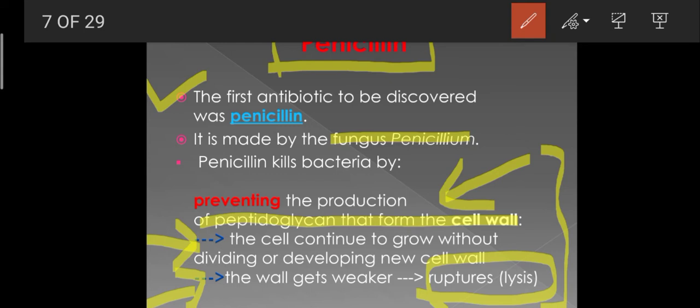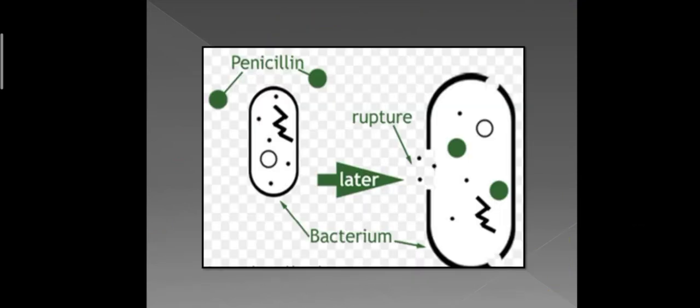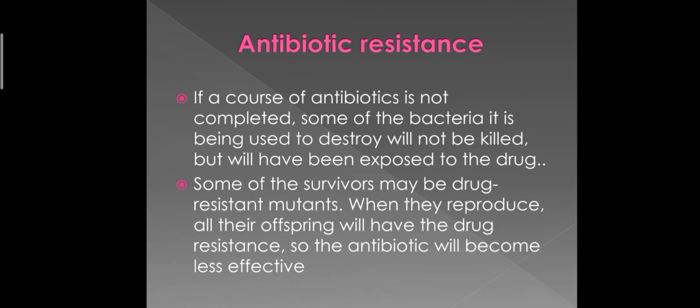Firstly, it prevents the production of peptidoglycan and then the cell continues to grow without dividing or developing a new cell wall, or the wall gets weaker and it ruptures. So in this diagram we can see that here is a bacterium. When penicillin attacks the bacterium, it prevents the production of peptidoglycan that forms the cell wall of the bacterium and later it results in the rupture or lysis of the wall of the cell. In this way, penicillin attacks the bacteria or it kills the bacteria.